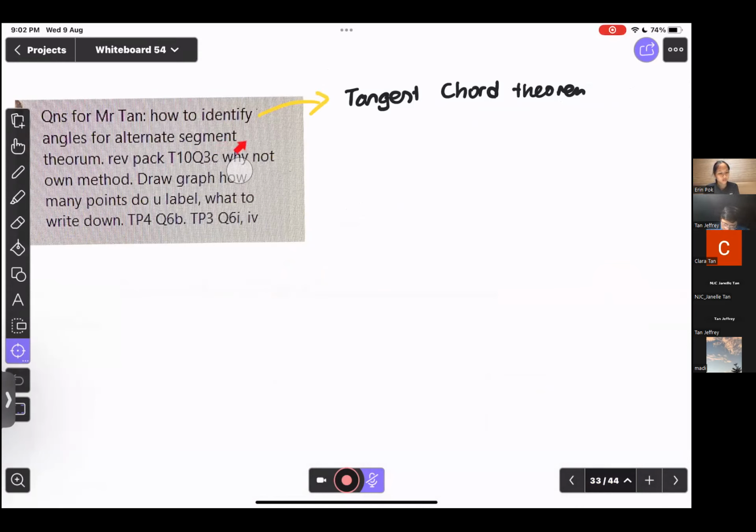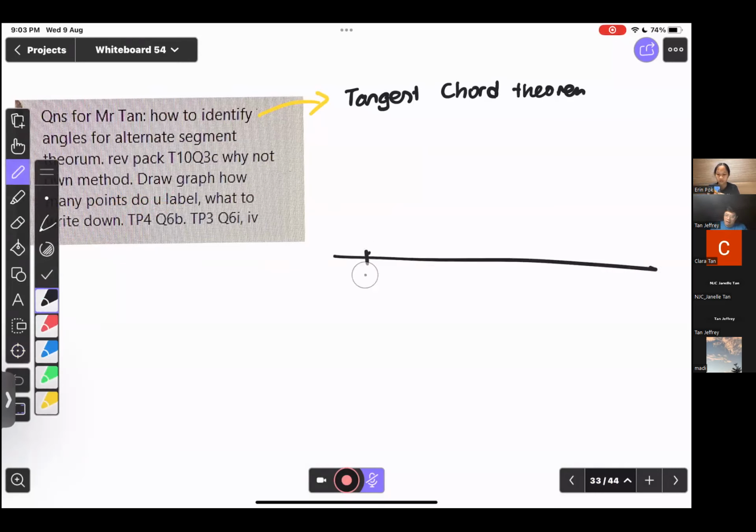So what do you mean? Any method, your own method will draw the graph. How many points do you label? As many as you can, but take note: if the question asks you to label coordinates of the turning point, then you must label. For the x-axis, how many points do you label?